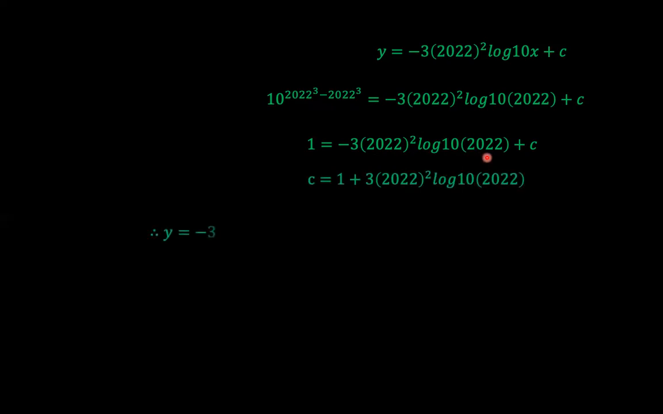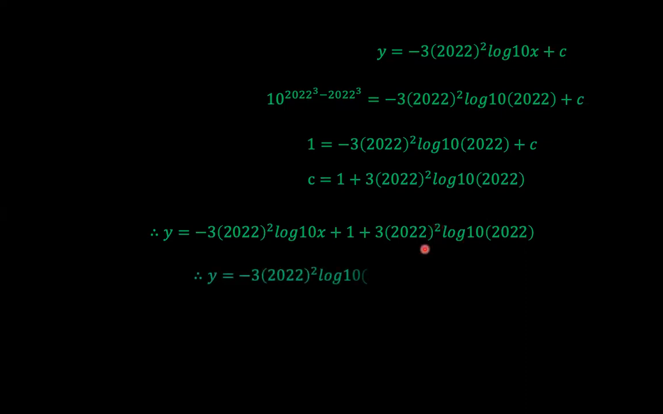So then the equation of the tangent is y equals negative 3 times 2022 squared log 10 times x plus 1 plus 3 times 2022 squared log 10 times again 2022. Okay, so what we can now do is collect like terms. So eventually we have the equation simplified as y equals negative 3 times 2022 squared log 10 times x minus 2022 plus 1. So our equation is now found for the tangent.